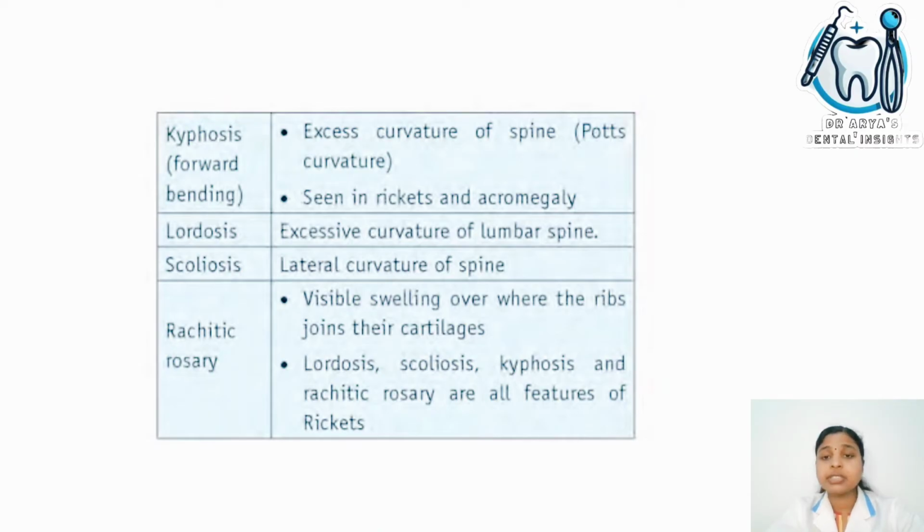So what is kyphosis? It is a forward bending, excess curvature of the spine, that is Pott's curvature. It is seen in rickets and acromegaly. Lordosis, excessive curvature of the lumbar spine. Scoliosis, lateral curvature of the spine, and rachitic rosary, visible swelling where the ribs join their cartilages. Lordosis, scoliosis, kyphosis, and rachitic rosary are all features of rickets.